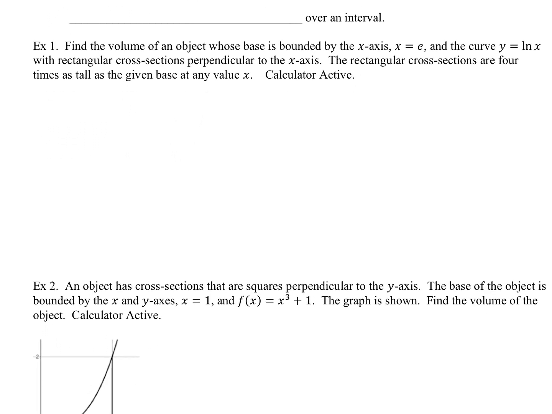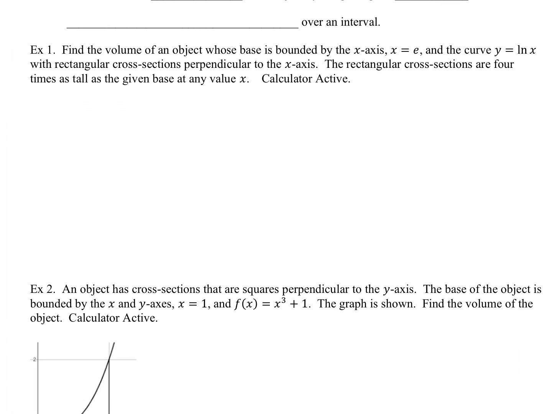Let's go do example 1. I'm going to save that top part for Monday to get our heads back in the game. Okay, so on this one, we do get a calculator, bless up. Find the volume of an object whose base is bounded by the x-axis, x equals e. Wow. The x-axis is here. x equals e is just x equals 2.718. So 1, 2, 3. So x equals e is just some vertical line.